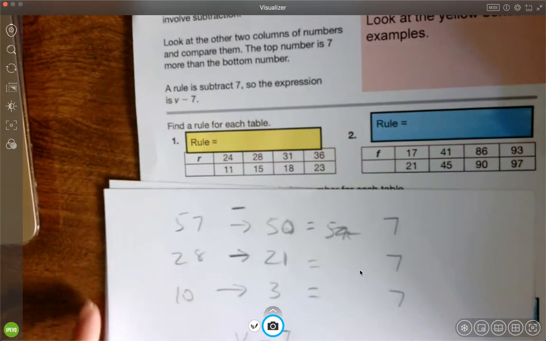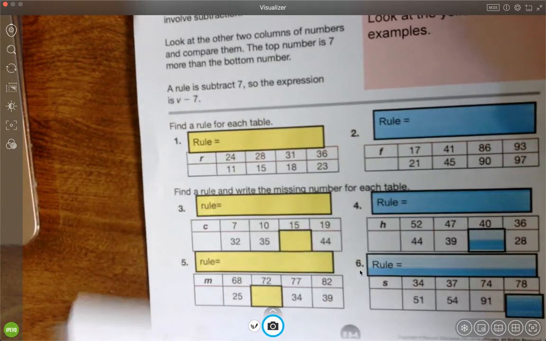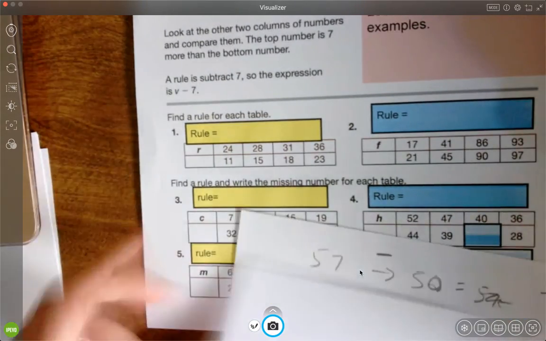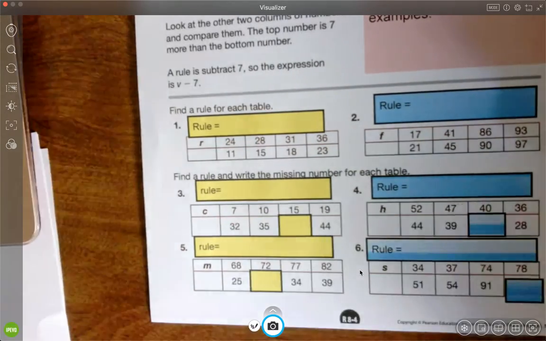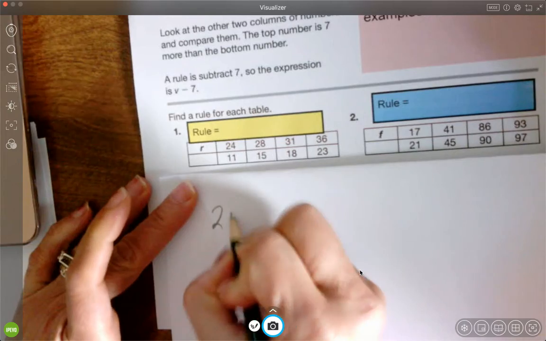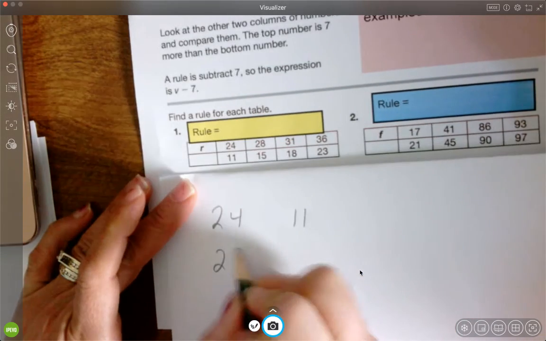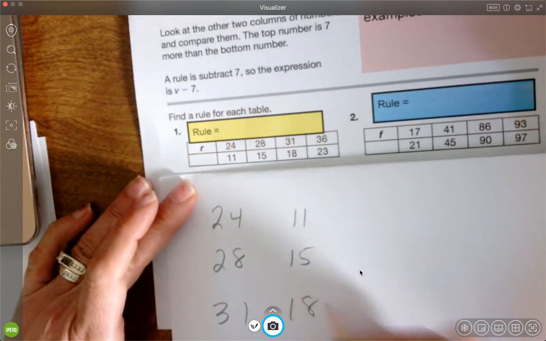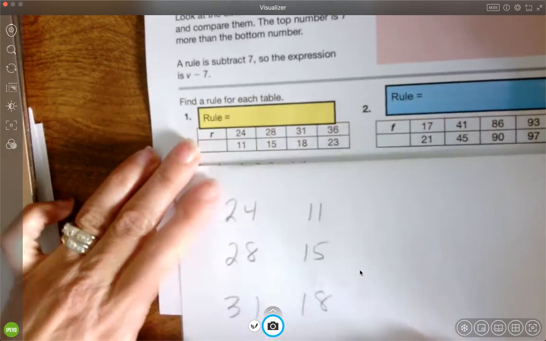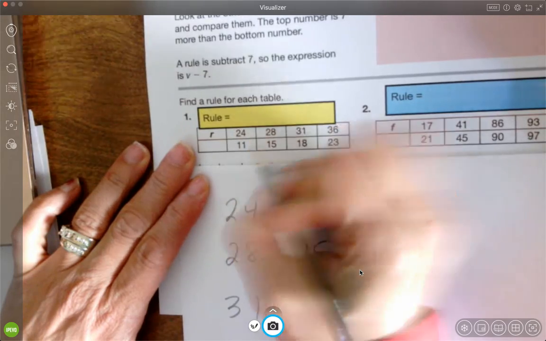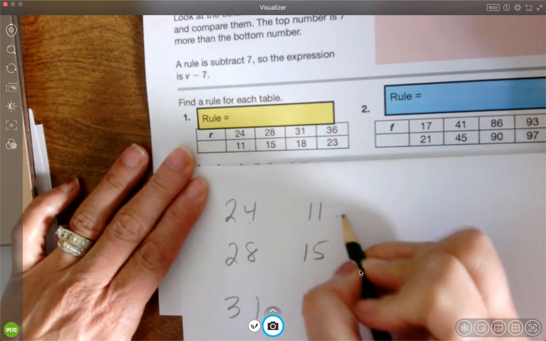Okay, so now we're going to be looking at these yellow box tables, the ones on the yellow side, and your side will be the blue side. Let's look at this first one. I have 24 and 11. And I have 28, 15, 31, 18. And my last one is 36, 23. Notice how I'm looking at the top and the bottom, right?